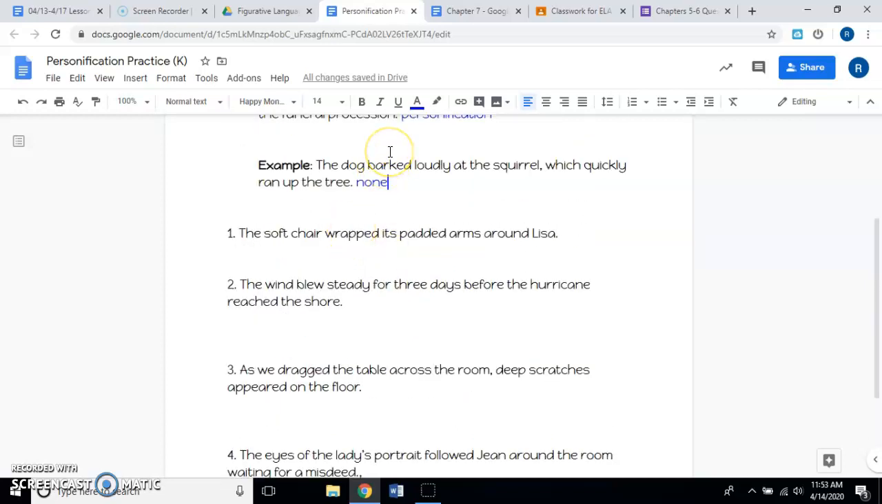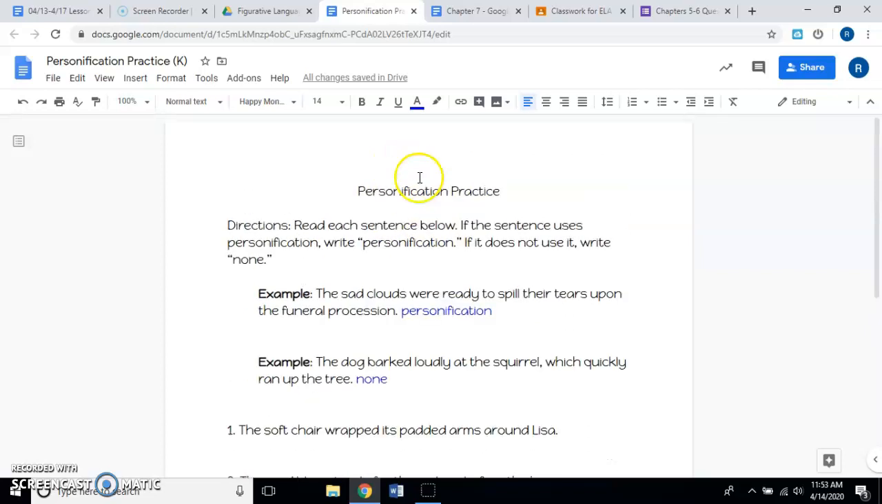You've got 4 practice sentences today. We will check them tomorrow. So that is your figurative language practice for today.